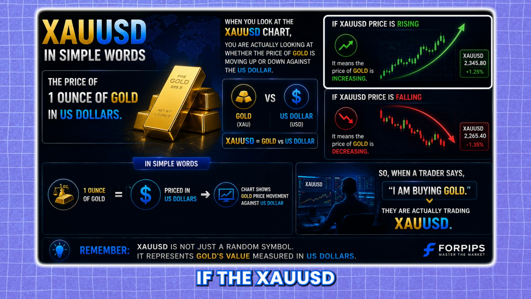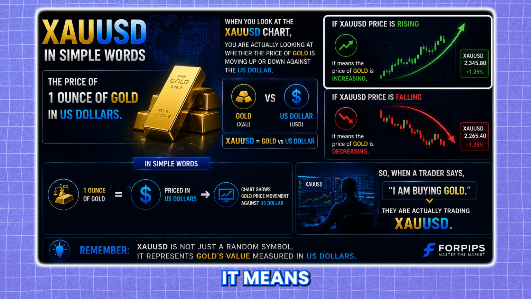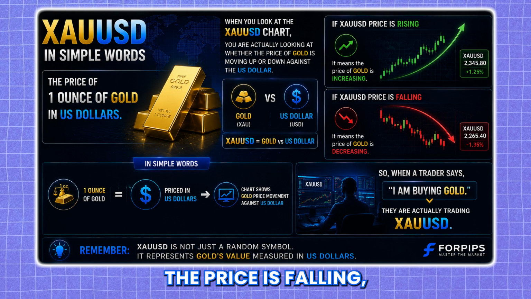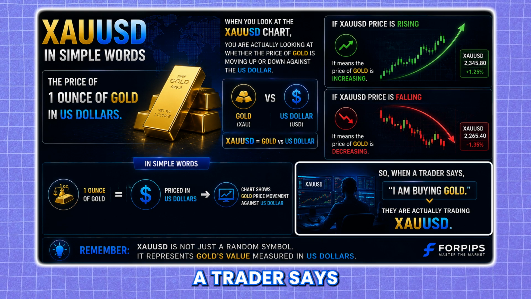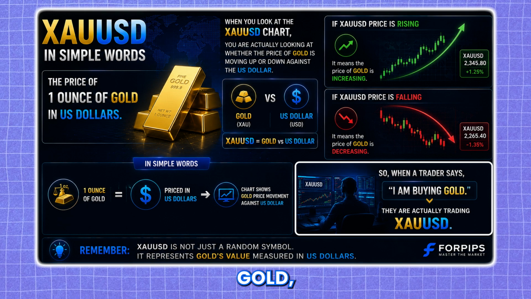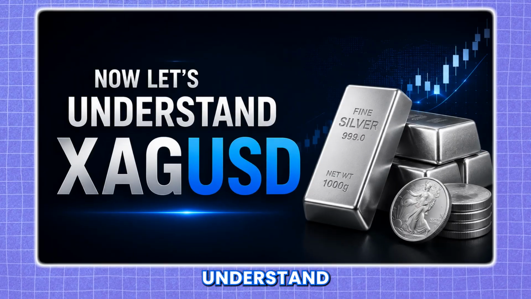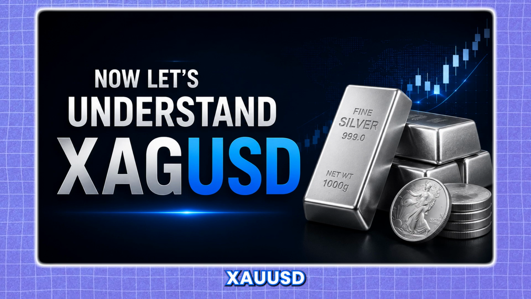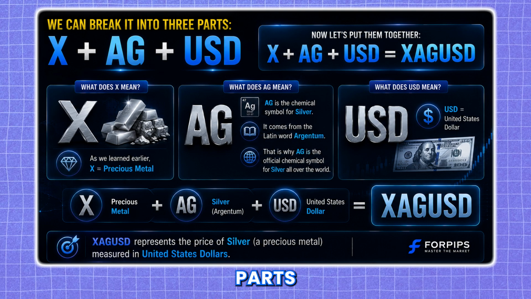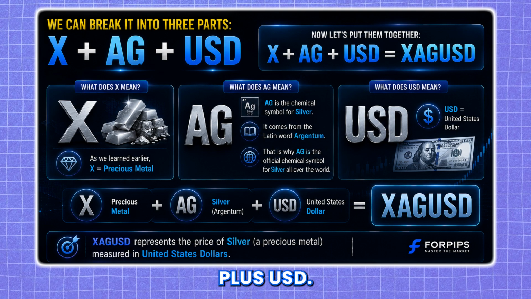If the XAUUSD price is rising, it means the price of gold is increasing. If the price is falling, it means the price of gold is decreasing. So when a trader says, "I am buying gold," they are actually trading XAUUSD. Now let's understand XAGUSD. Just like XAUUSD, we can break it into three parts, X plus AG plus USD.